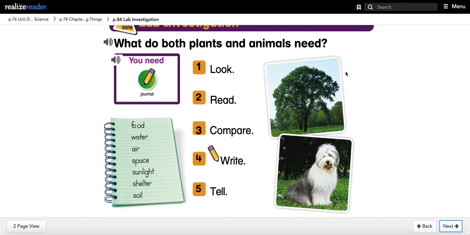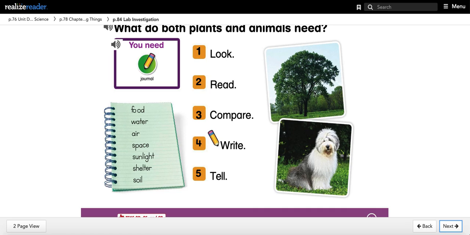So, what do both plants and animals need? So, does a tree need food? It gets its food from the soil, which is called nutrients. Okay, does a dog need food? Yes. What about water? Do both trees and dogs need water? Yes. Air. Do trees and dogs need air? Good job. What about space? Space to grow. A tree, yes. A dog needs space to grow too. What about sunlight? Yes, trees need sunlight. Shelter. Yes, a dog needs a shelter. And soil? The tree. Good job.